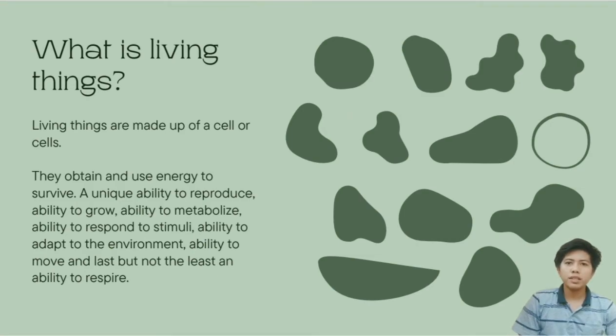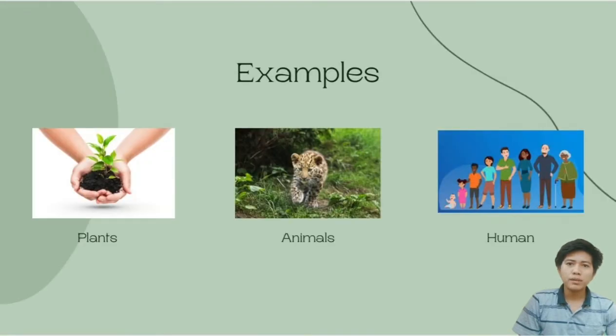Living things are made up of cells that obtain and use energy to survive. They have a unique ability to reproduce, ability to grow, ability to metabolize, ability to respond to stimuli, ability to adapt to the environment, ability to move, and last but not the least is an ability to respire or to breathe. Examples of living things are plants, animals, and of course us humans.